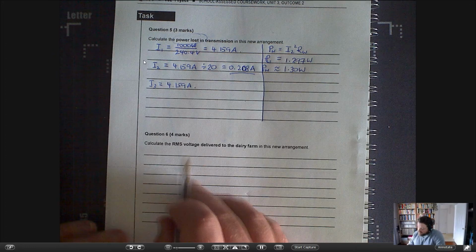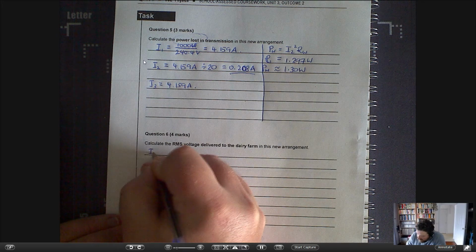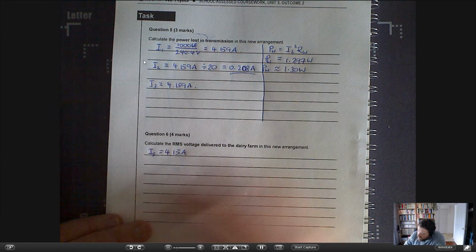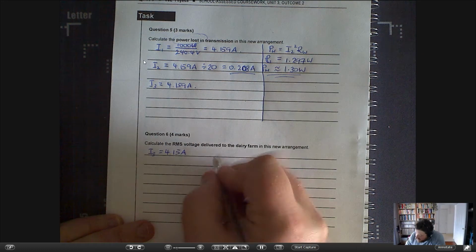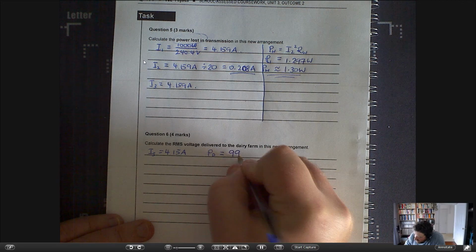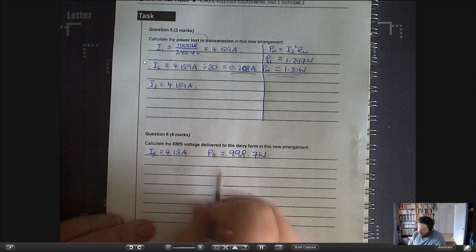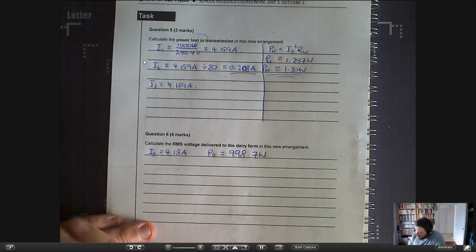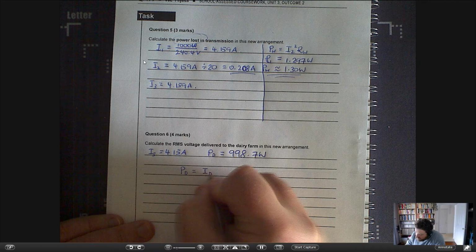So calculate the RMS voltage delivered to the dairy farm. Okay, well, we know the current in the dairy farm. We found that in the previous question. It's 4.159 amps. We know that it's getting all the power that's not being used up in the wires. So that's going to be P dairy equals 998.7 watts. And we know that at the dairy we can use P equals IV. So to get the V that's being delivered to the dairy farm, we can go P dairy equals I dairy V dairy.